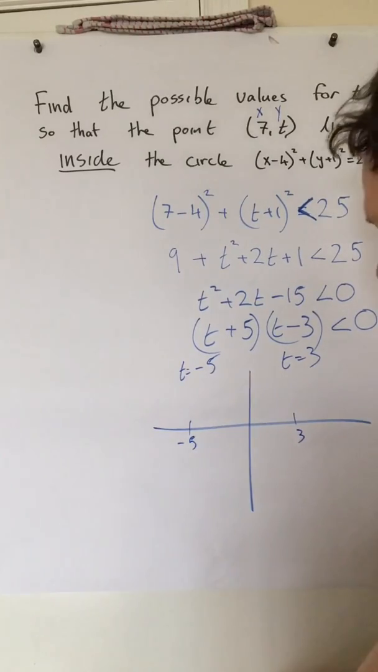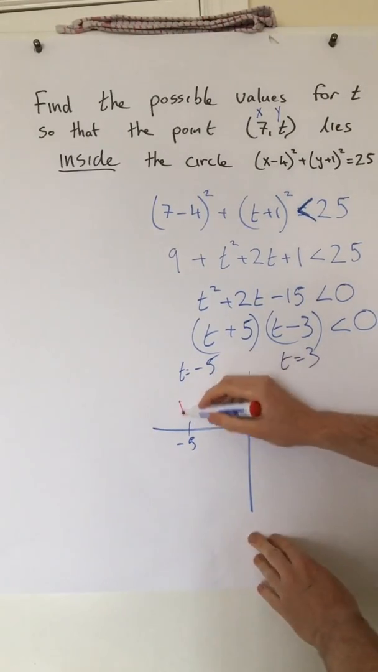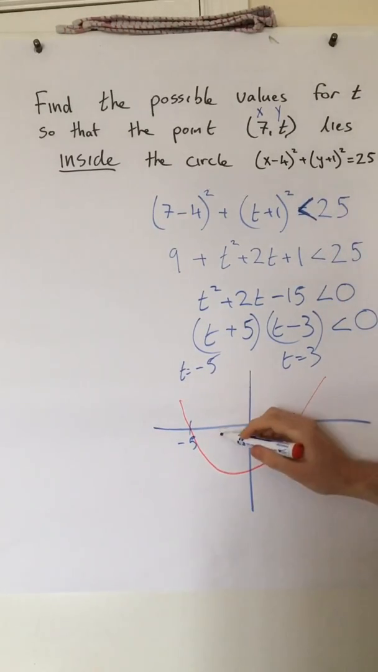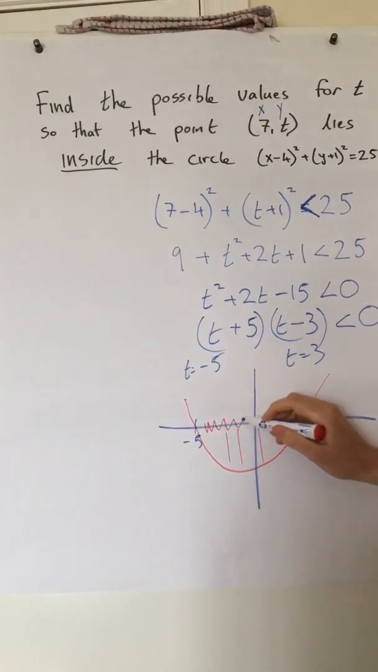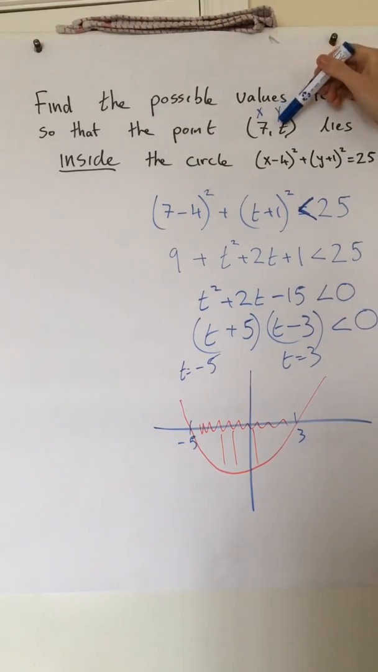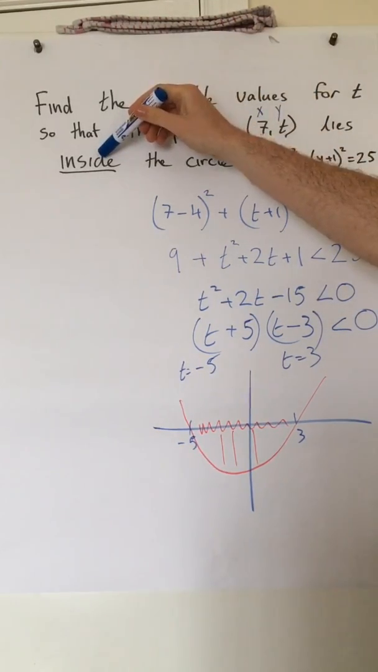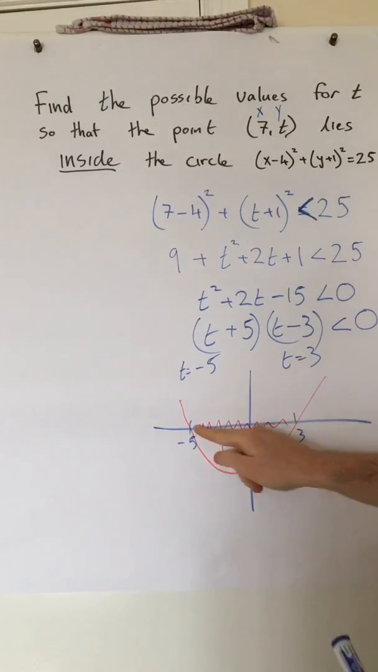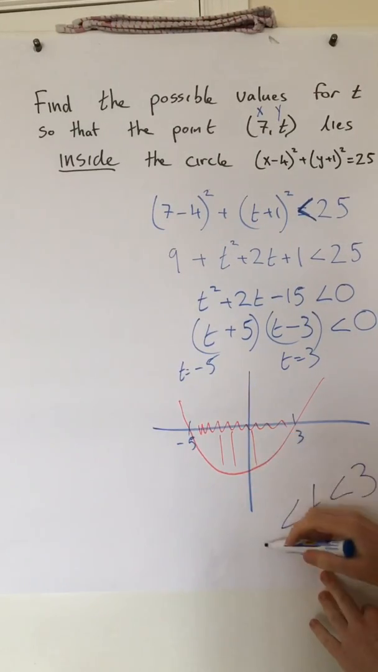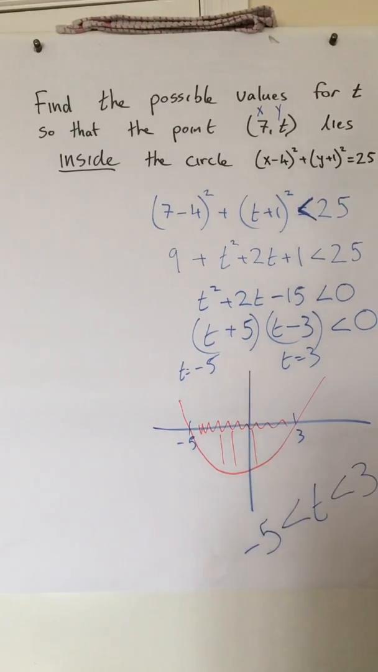This was covered in fifth year. So this is our quadratic, it's a happy face, but we want it to be less than 0, so we want the part below the axis. It's going to be all of that area there. So my final answer is, if I want that point to lie inside the circle, then t will need to be any of these values. So t will have to be less than 3, but it will need to be bigger than minus 5. And that's that.